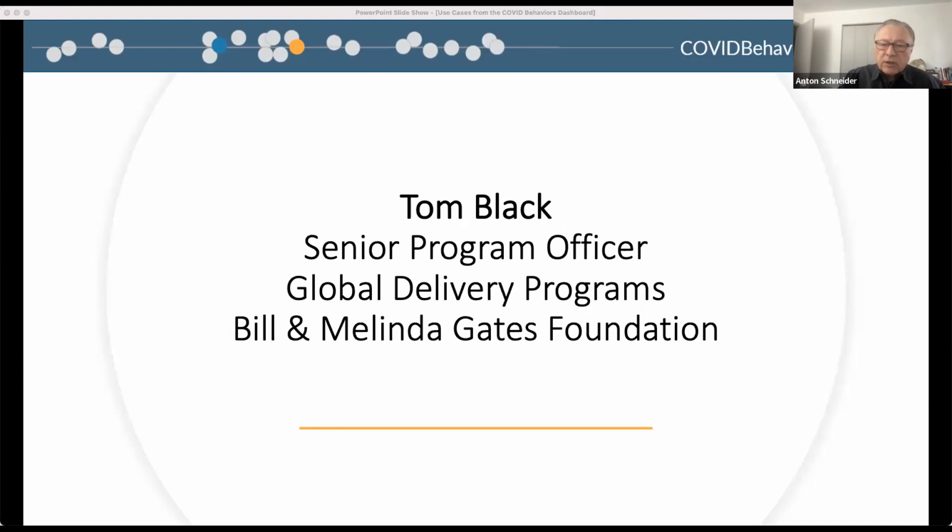It's my pleasure to introduce Tom Black. Tom works on the Insights team of the Gates Foundation's Global Delivery Program. This means that he helps design, run, analyze, and report on research projects that include understanding people's attitudes and behaviors related to COVID-19 vaccines. Prior to joining the Bill and Melinda Gates Foundation, Tom worked as a pollster in London, working on national, local, and European elections for parties of all political stripes. I don't think he's going to be able to answer questions about polls, but he will answer questions about COVID-19. He's based in Washington, D.C.